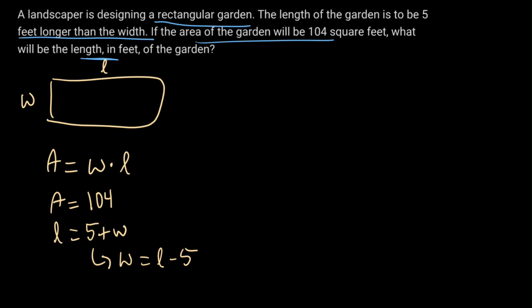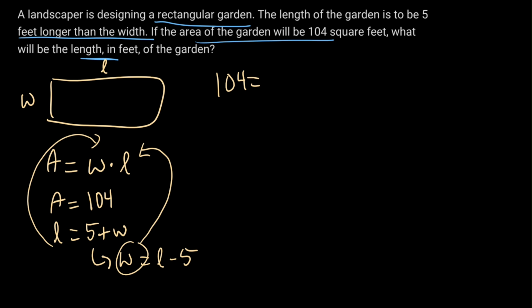Okay, so we need to figure out what the length is of this garden, right? We know the area is 104. We know that these two equations are true when we substitute what we have here, right? So let me just write this out to make this a little bit more clear. We have 104 is equal to W times W plus 5, or we can have 104 is equal to L times L minus 5.